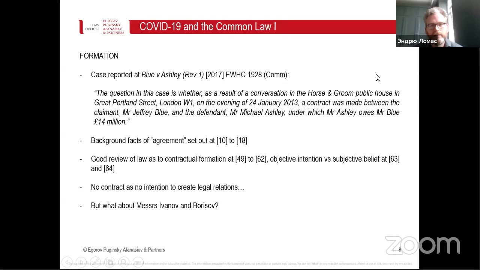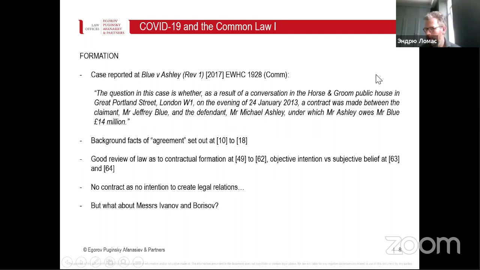This quoted text is from paragraph 1 of the judgment, which frames the job the judge was having to do here, the question he was going to have to answer. The judge said, the question in this case is whether, as a result of a conversation in the Horse and Groom Public House in Great Portland Street, London, W1, on the evening of the 24th of January 2013, a contract was made between the claimant, Mr. Jeffrey Blue, and the defendant, Mr. Michael Ashley, under which Mr. Ashley owes Mr. Blue £14 million.